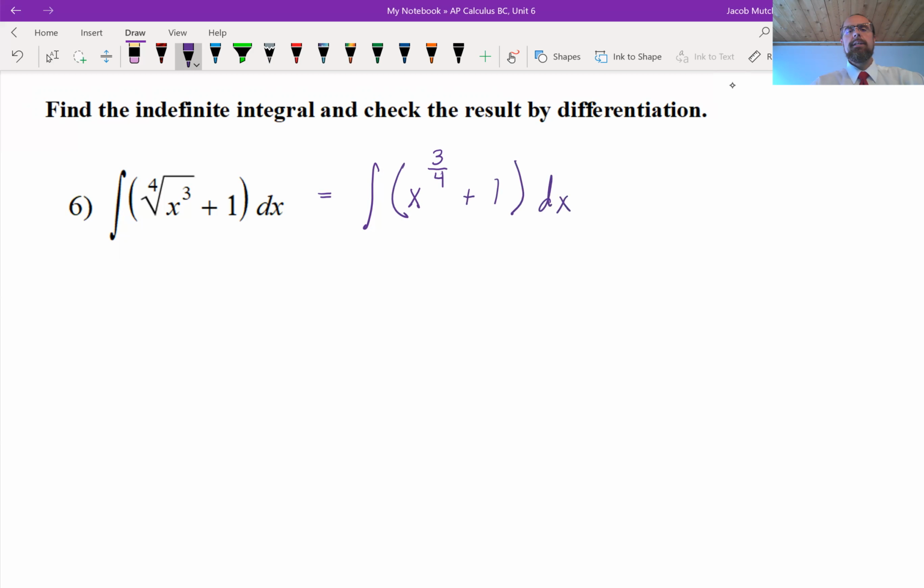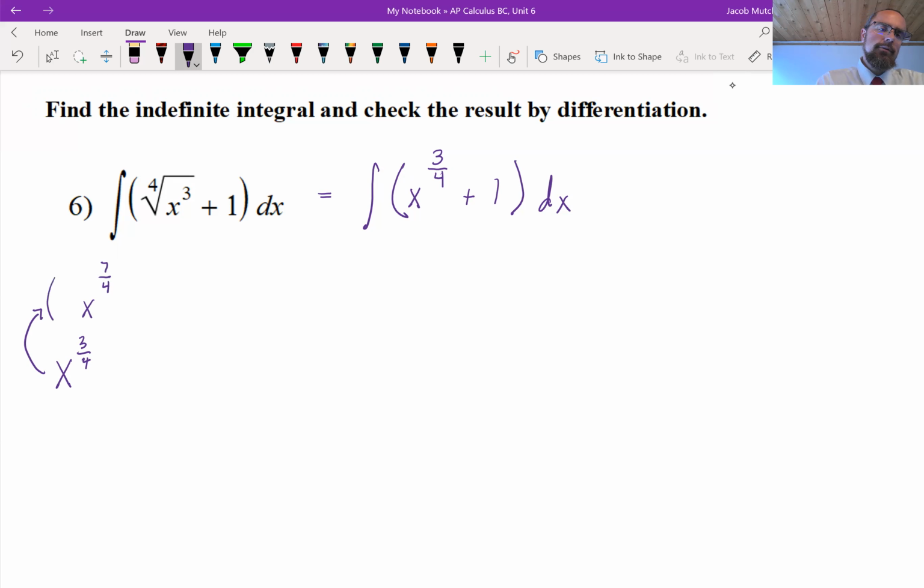So that's ready to integrate now. So I am looking for an antiderivative to x to the power of 3/4. So if I were to think that that's my derivative, and we're going to back up to an antiderivative, that's going to be one more than 3/4 for my power. So it's going to be x to the power of 7/4.